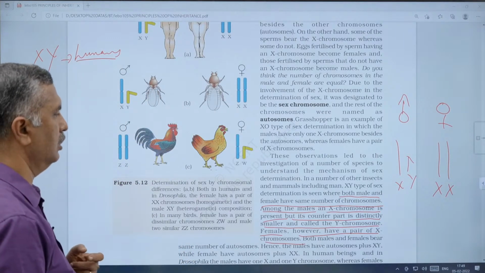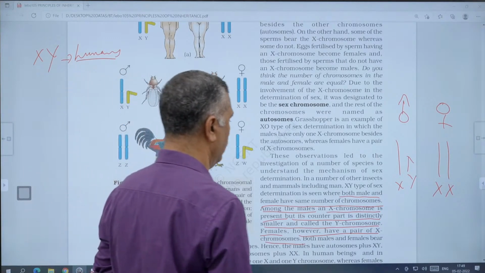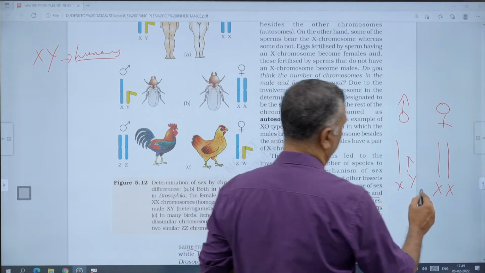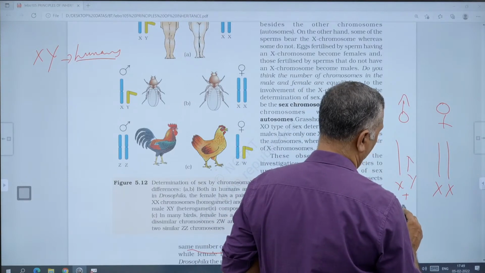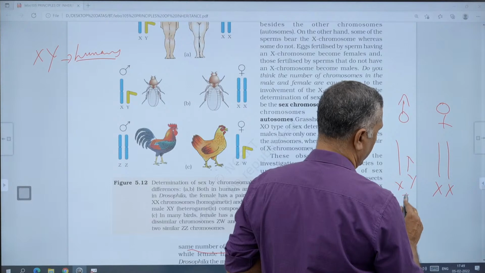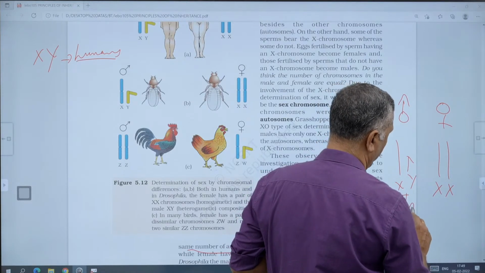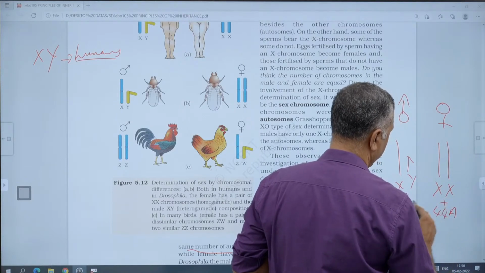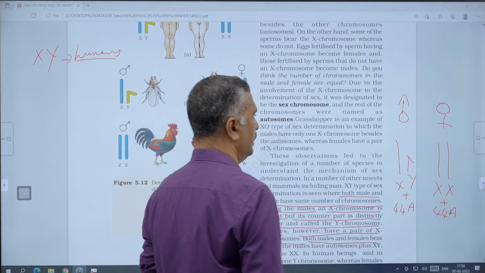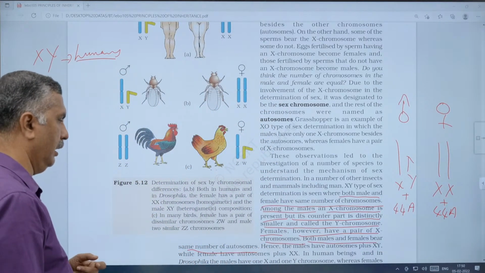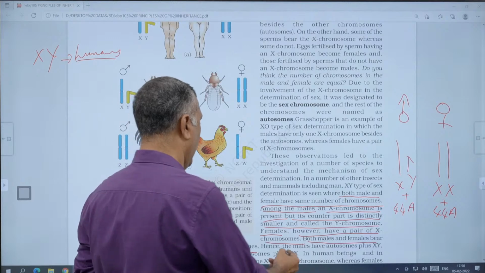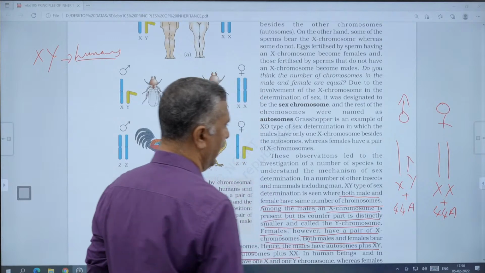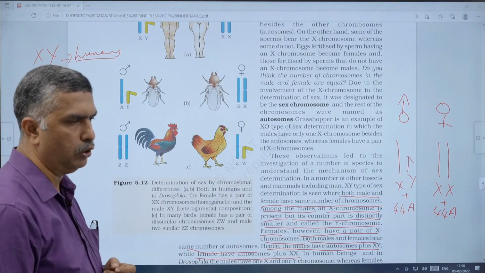In the XY sex determination mechanism, both males and females bear the same number of autosomes. In humans, there are 22 pairs of autosomes, that is 44 autosomes plus XX in females or 44 autosomes plus XY in males. Hence the males have autosomes plus XY, while females have autosomes plus XX. There are 23 pairs in human beings.